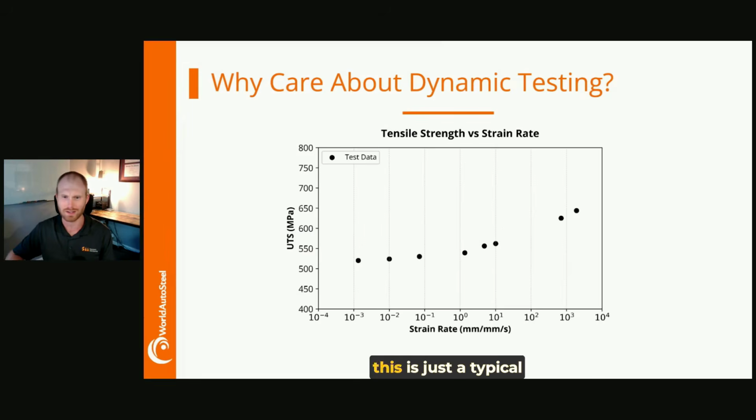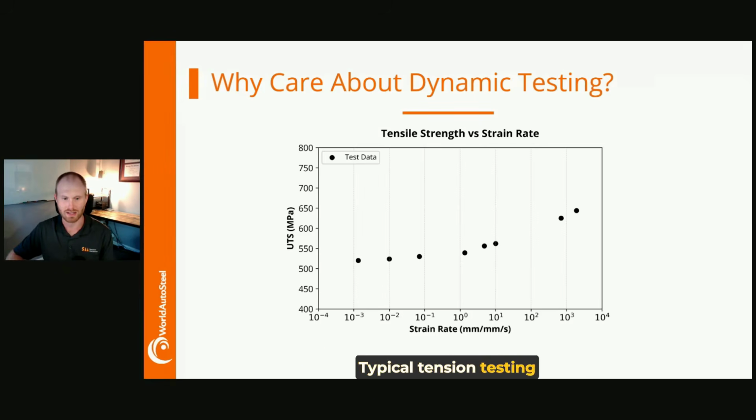Like I said in the beginning, this is just a typical HSLA grade of steel. So these are realistic tensile strength results from experiments across many different speeds. You can see that the x-axis is on a log scale, which is typical when looking at strain rate effects.